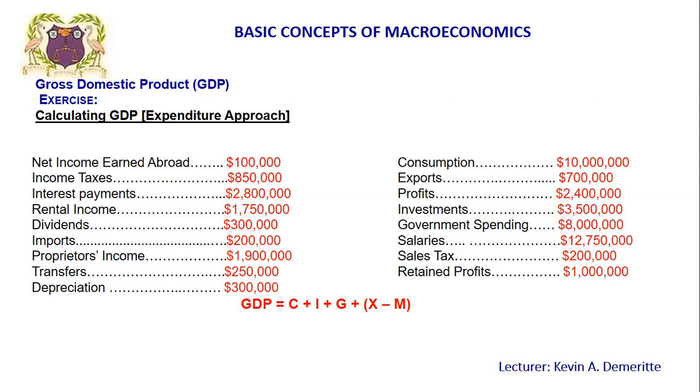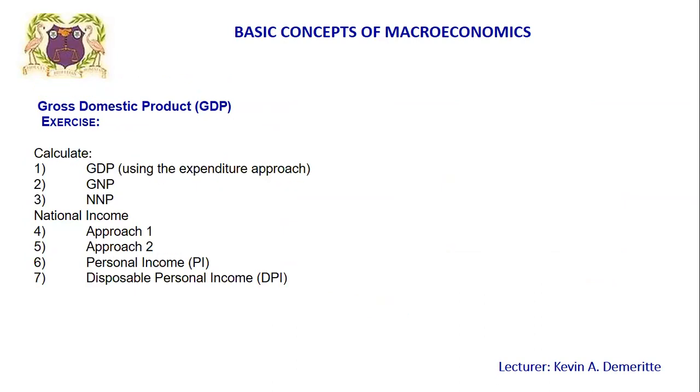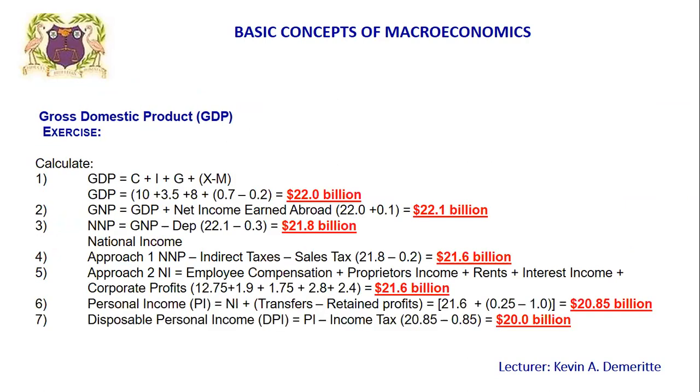All right, here are the numbers you've been provided, and the question would be: calculate GDP using the expenditure approach, calculate GNP, NNP, calculate national income using both approaches, calculate personal income, and calculate disposable personal income. So let's walk our way through this example so that you have this in your notes. When you tackle the homework come Wednesday, the first thing we're asked to calculate is GDP, and we know that GDP is C plus I plus G plus X minus M.